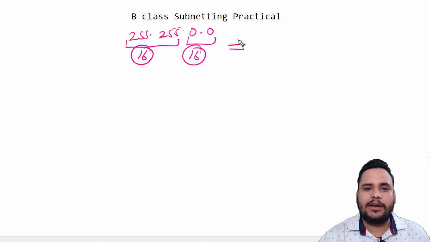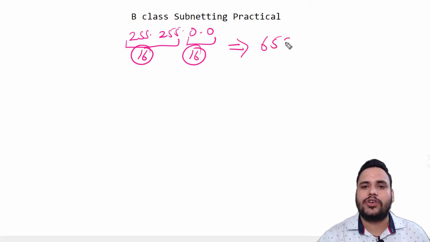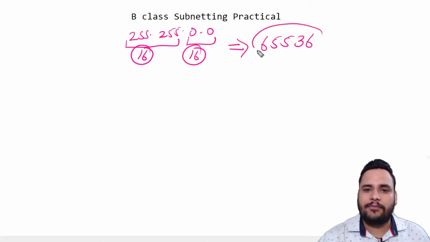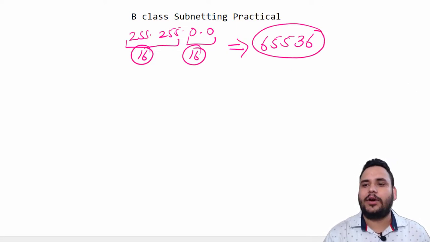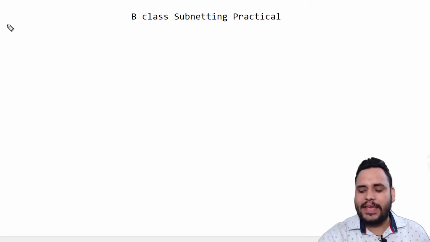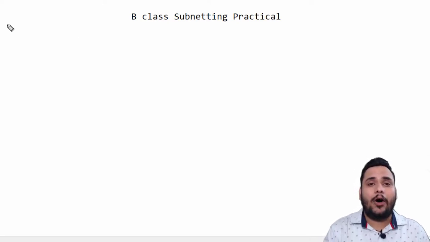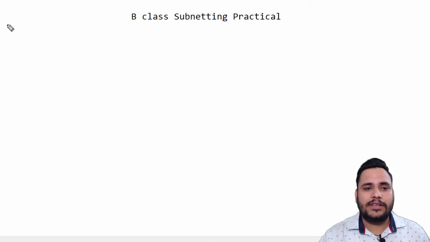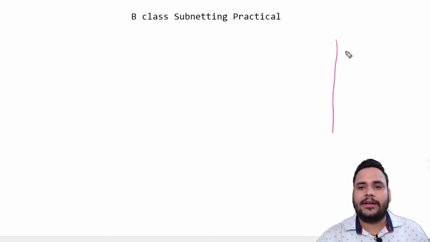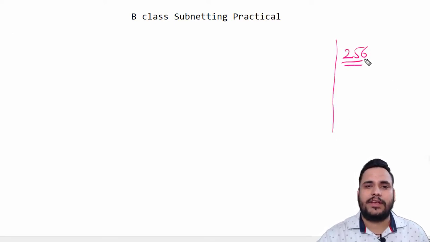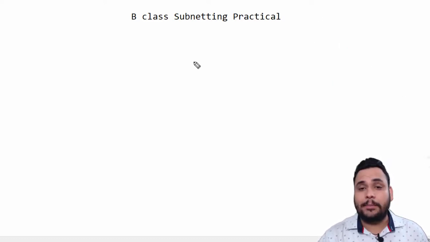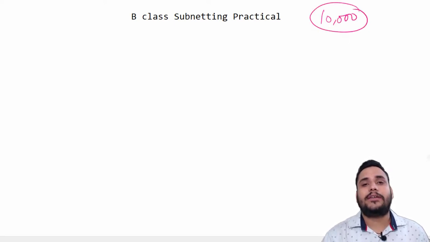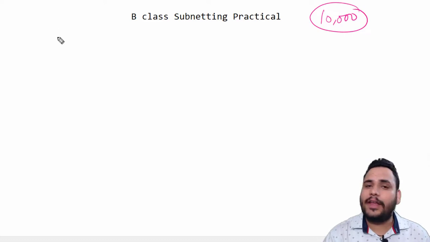So by default in B class we have a huge range of IP addresses, 65536. Now we have to do subnetting on B class. It is based on the requirement of how many IP addresses we need, because in C class we know that the maximum IP range is 256. For example, if I need 10,000 IP addresses in my network, what should I do? I have to follow the concept.